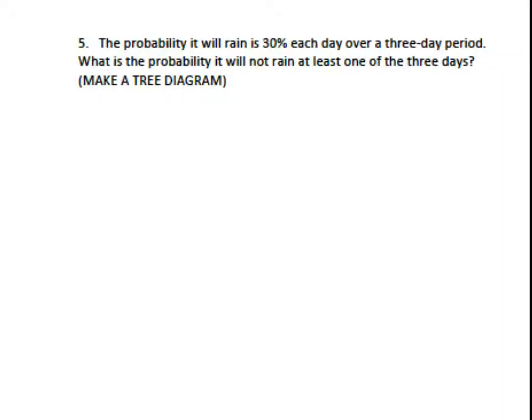Number 5, the probability it will rain is 30% each day over a 3-day period. What is the probability it will not rain at least one of the 3 days? Make a tree diagram. So we're going to go ahead and make the diagrams that looked like this.